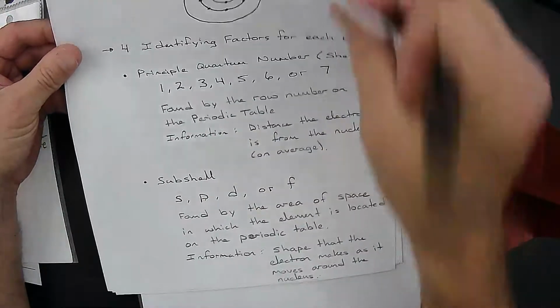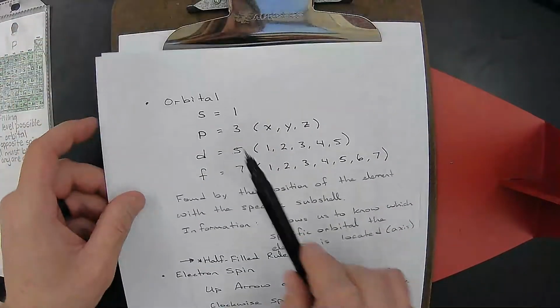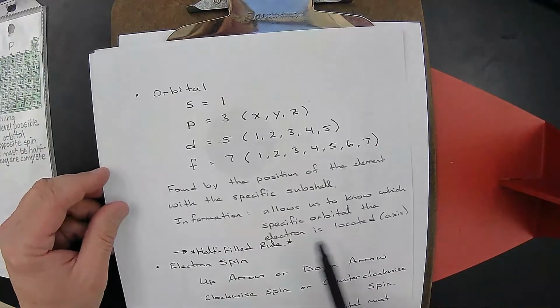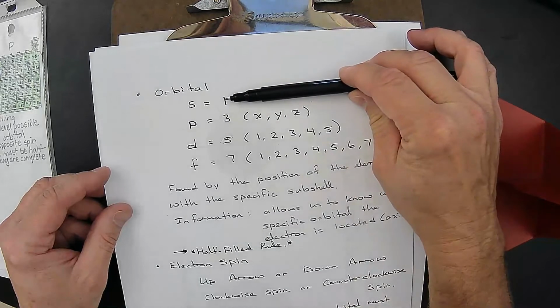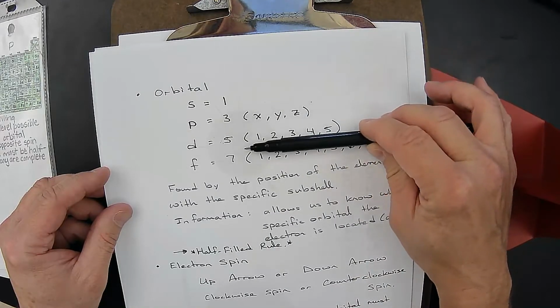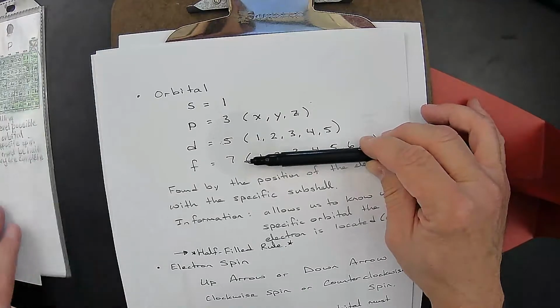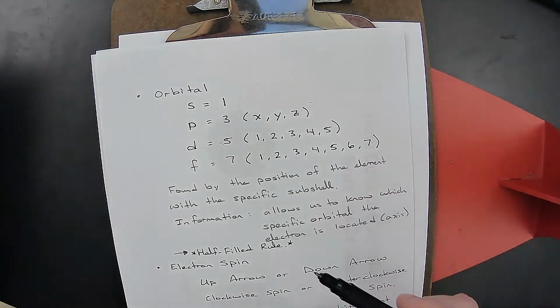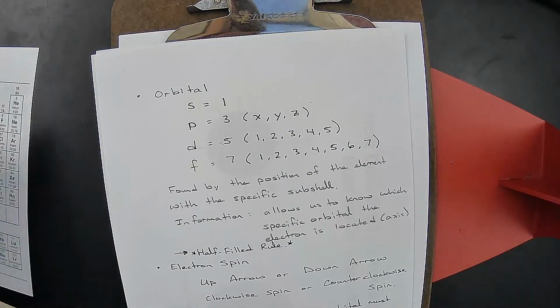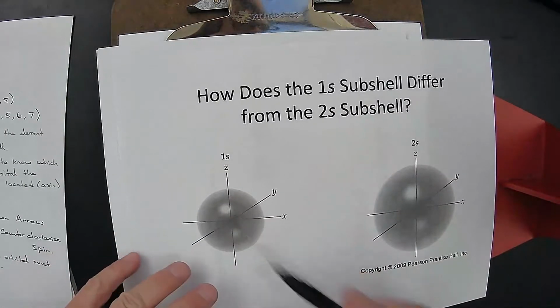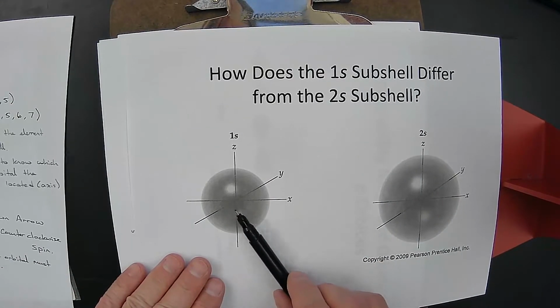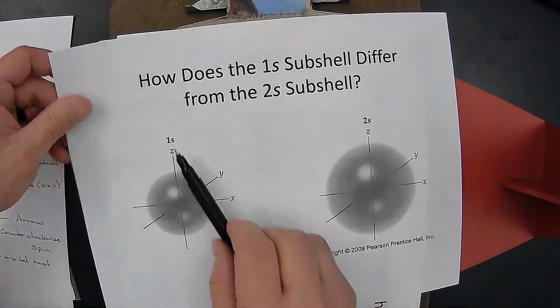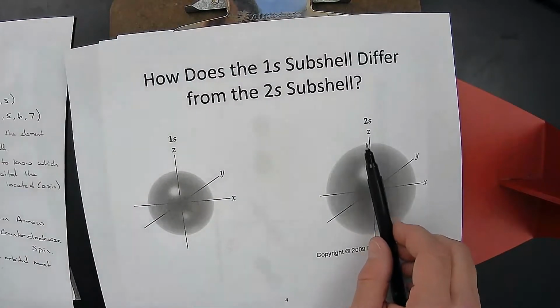Then, the third identifying factor is the orbital that it is in. It's found by the position of the element within the specific subshell. There's only 1 orbital for S, 3 for P, 5 for D, and 7 for F. Those specific orbitals look like this. The S orbital is a spherical shape in which 2 electrons can fit into that S orbital. After the 1s, it goes to the 2s.